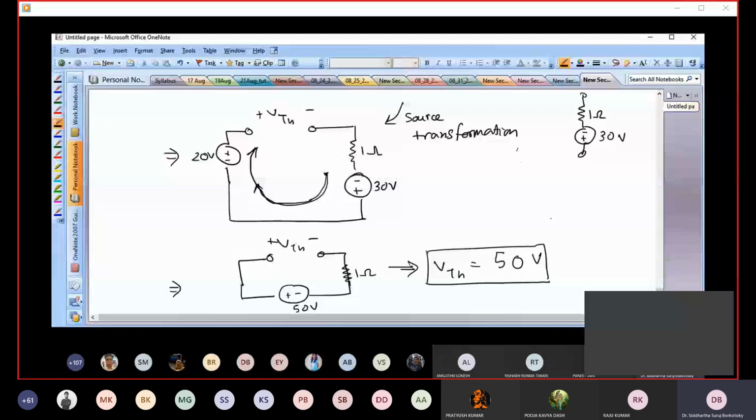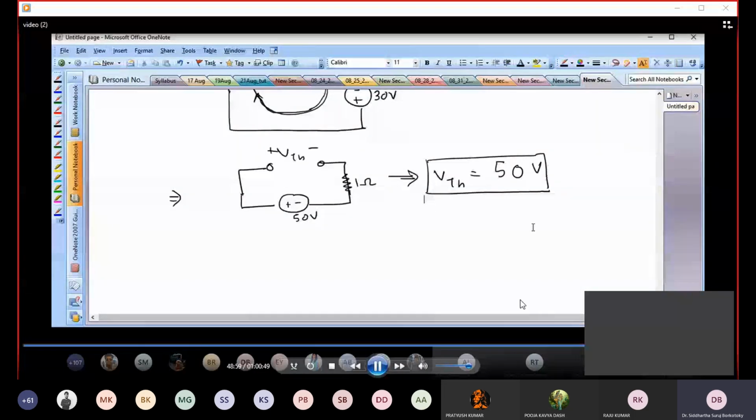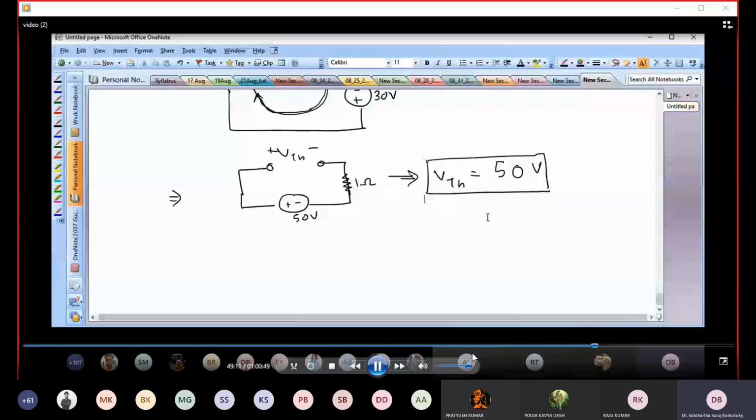Is this clear to everyone, how I found the Thevenin voltage? I used source transformation. You could use something else. You could do nodal analysis, mesh analysis, KCL, KVL, whatever you want. It doesn't matter. But source transformation seems like the best way to deal with this. Whenever you see a current source in parallel with a resistor, and you are trying to find some voltage, always think about source transformation.